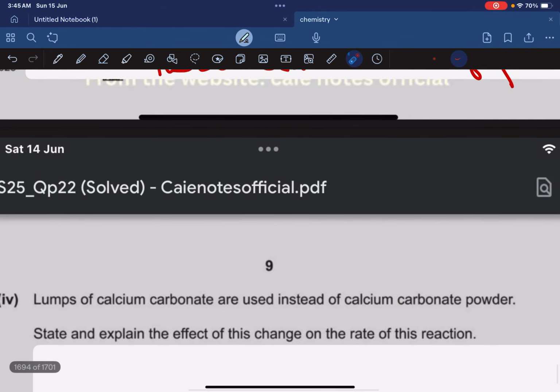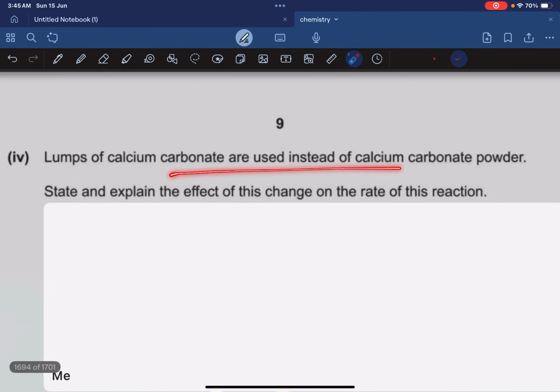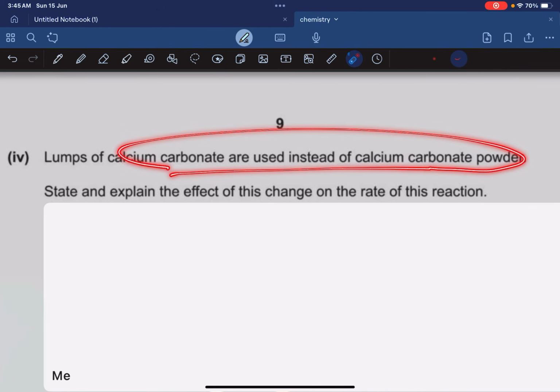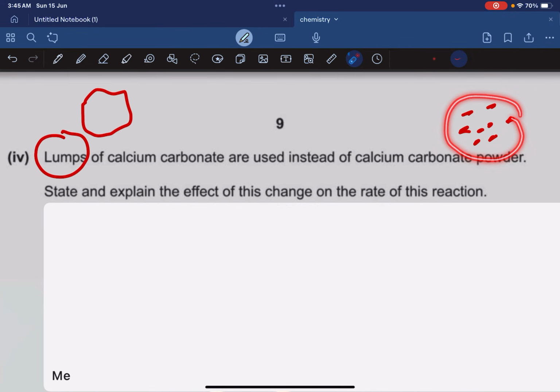Lumps of calcium carbonate are used instead of calcium carbonate powder. When you're using lumps, that means you're using large pieces. When you're using powder, that means you're using small pieces, and when you have small pieces, you have a greater surface area, so you have a greater rate. And when you're using lumps, your surface area decreases, so your rate will decrease.